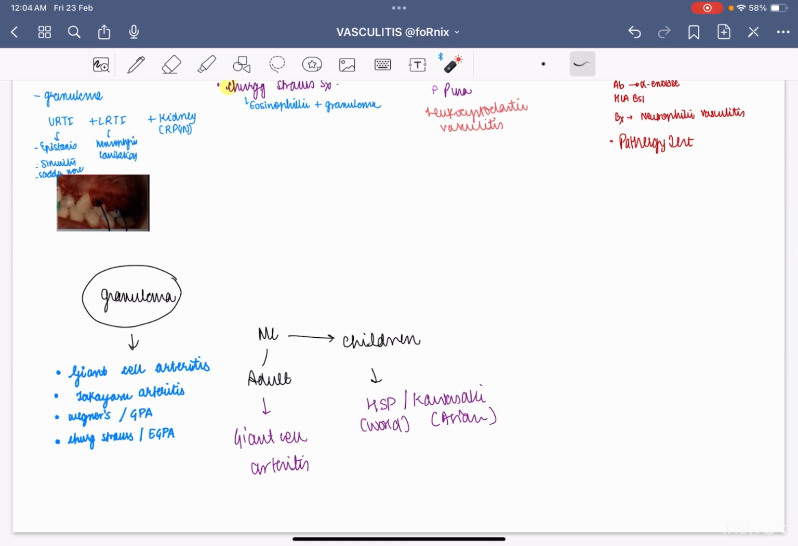The second thing is granuloma. We have studied granuloma in many places, and granuloma is seen in four conditions: giant cell arteritis, Takayasu arteritis, GPA (Wegener's), and Churg-Strauss. These are the four conditions in which granuloma is seen.